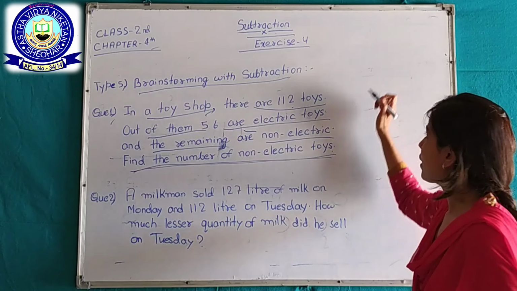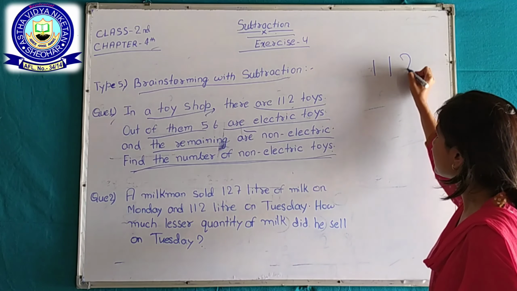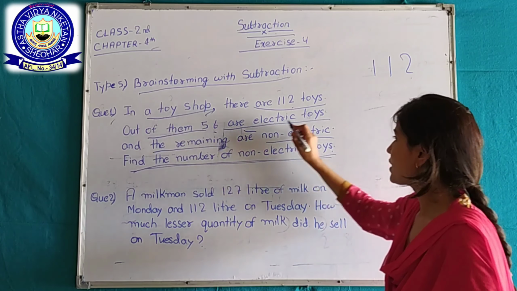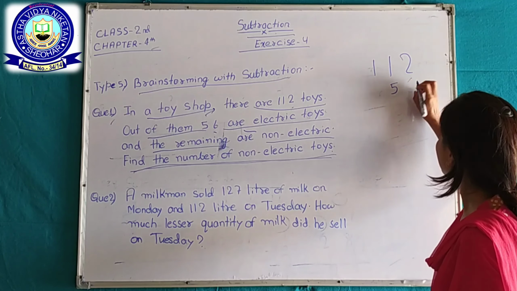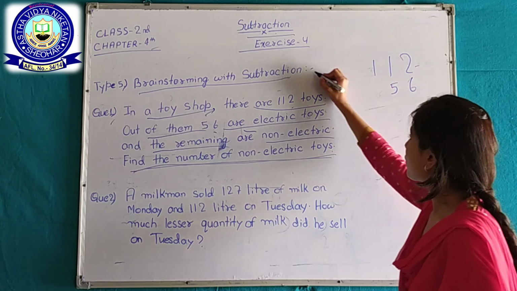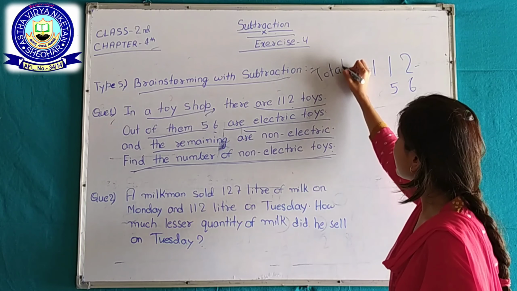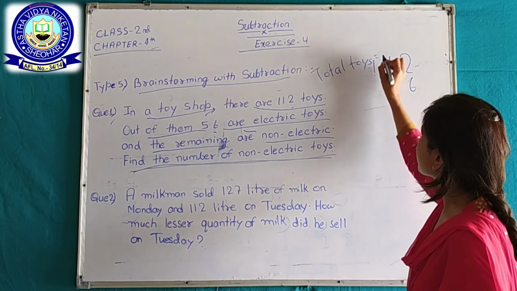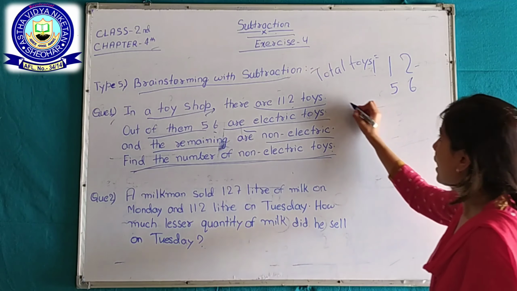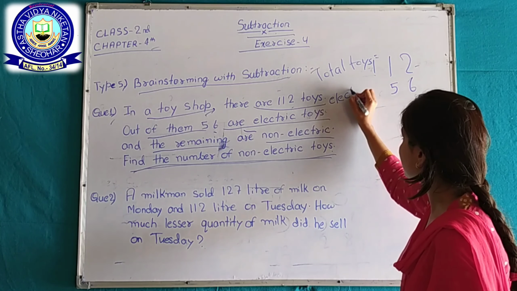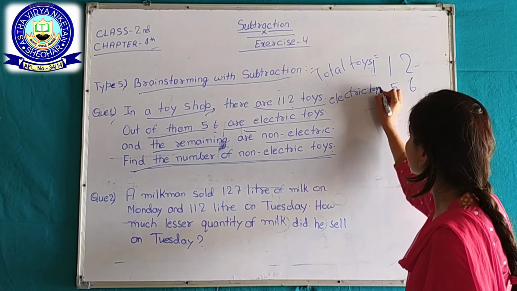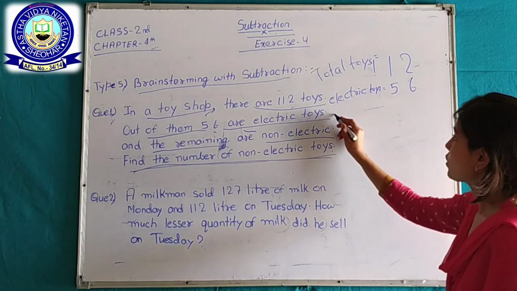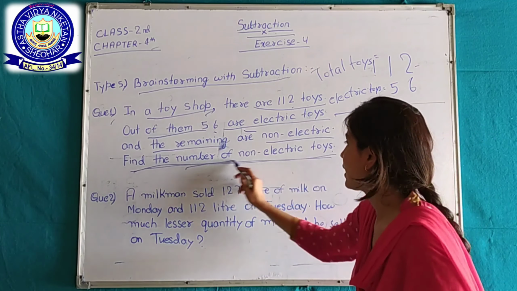The total number of toys is 112 and electric toys are 56. Total number of toys are 112. Total toys equal to 112 and electric toys equal to 56. You have to find out the number of non-electric toys.